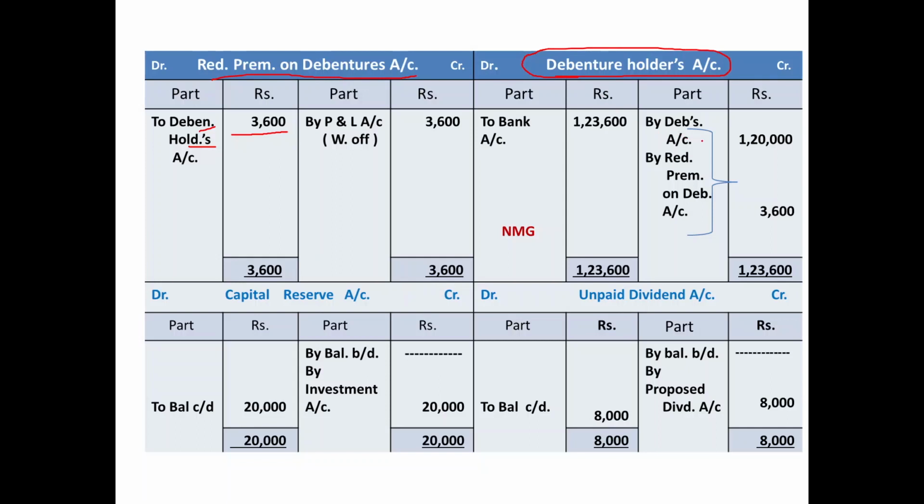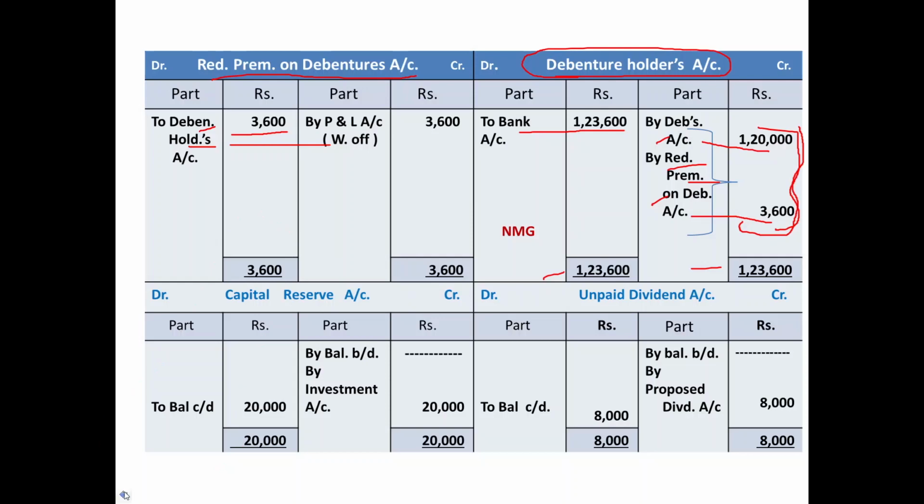Opposite narration, opposite amount. By debentures account 1 lakh 20,000. By redemption premium on debentures account 3,600. Total credited 1 lakh 23,600. So debentures account debit 1 lakh 20,000, redemption premium on debentures account debit 3,600 to debenture holders account credited 1 lakh 23,600. Opposite narration, opposite amount. Then second journal entry. Debenture holders account debited to bank account credited 1 lakh 23,600. Account is over, no balancing figure.